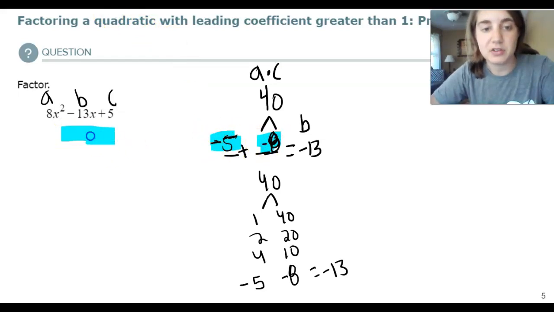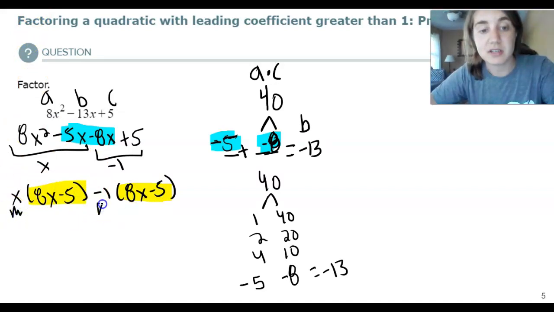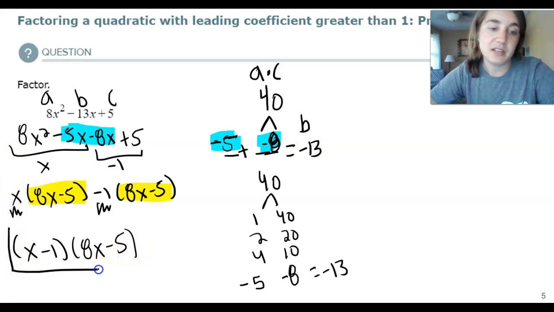So I'm going to rewrite that 13x as 8x squared minus 5x minus 8x. And then I can do the grouping. I can pull out an x from there, and pull out a negative 1 from there in order to make these matching. So I have my matching and my leftovers. And that should be the answer you guys got.